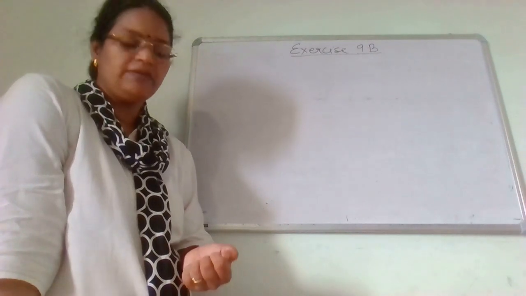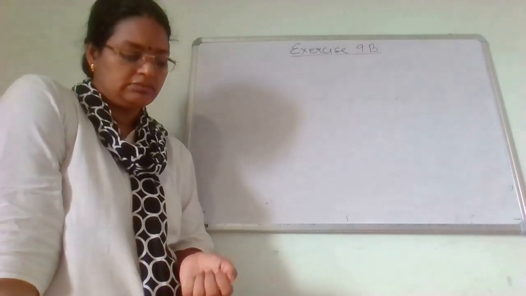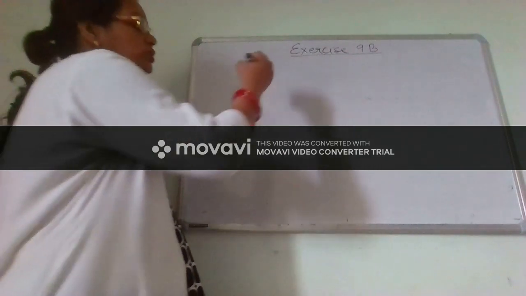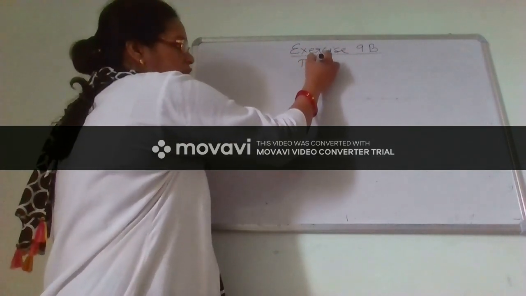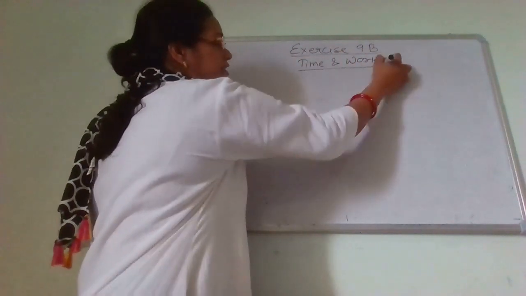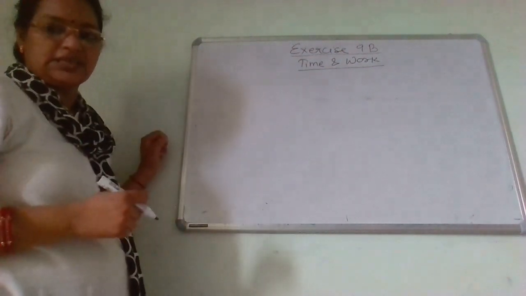Right? So today we will discuss exercise 9b. Basically, this exercise 9b is known as a time and work problem also. It is a time and work problem. How come it is time and work? I will give you certain examples.